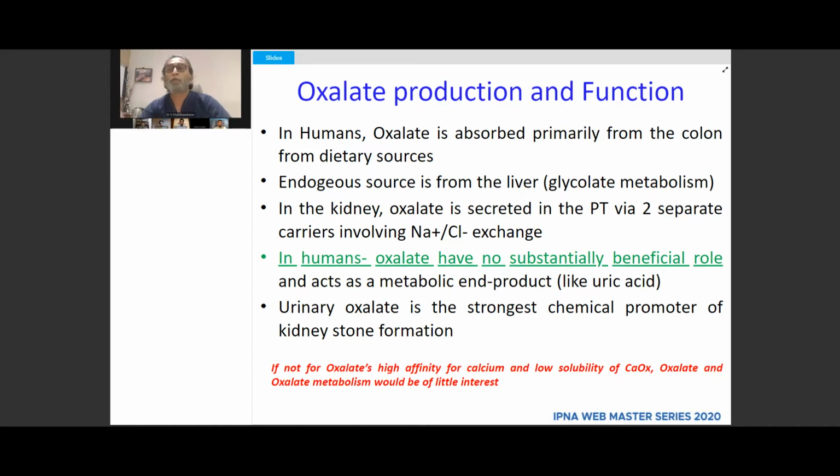If not for oxalate's high affinity for calcium, with the attendant low solubility of calcium oxalate, oxalate metabolism would be of little interest. It is absorbed primarily from the colon from dietary sources. The major source of oxalate in humans is endogenous, from metabolism in the liver. In the kidney, it is secreted in the proximal tubule via two separate carriers involving sodium and chloride exchange.